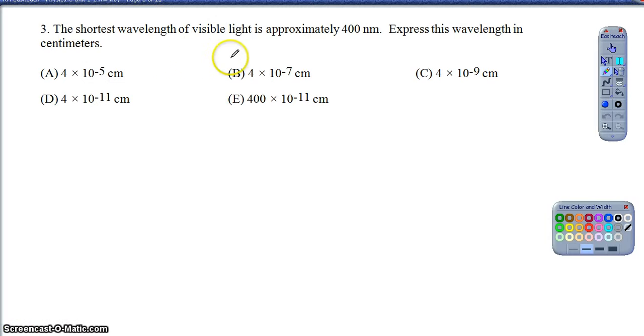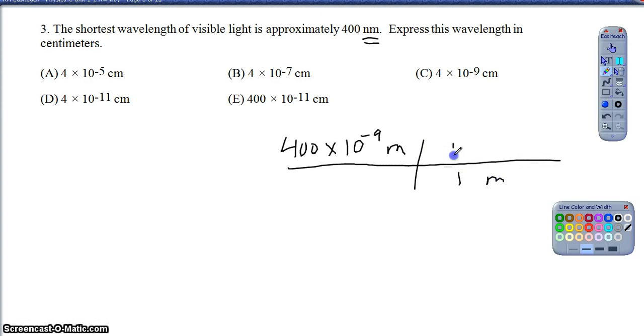Question 3 really just asks us to re-represent 400 nanometers in terms of centimeters. So you could do this as a straight shot. I would actually recommend doing it in 2 stages, and what I mean by that is I know that 1 nanometer is 10 to the negative 9th meters. So I would rewrite this as 400 times 10 to the negative 9th meters. But then I know that there are 100 centimeters in every meter here. So if I'm converting from meters to centimeters, for every 1 meter, I'm going to multiply by 100 centimeters.